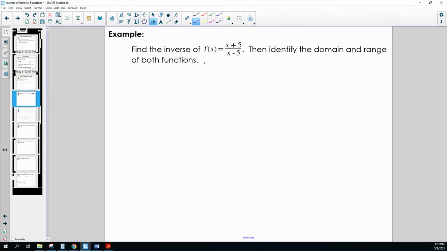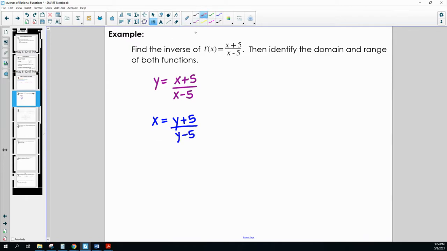First example: find the inverse of f of x equals (x plus 5) over (x minus 5). Then identify the domain and range of both functions. The first thing I'm going to do is replace the f of x with y. So y is equal to (x plus 5) over (x minus 5). After I do that, I will now switch the x's and the y's. So instead of the y here, I will have x equals, and then instead of these x's, I'll have y: (y plus 5) over (y minus 5).